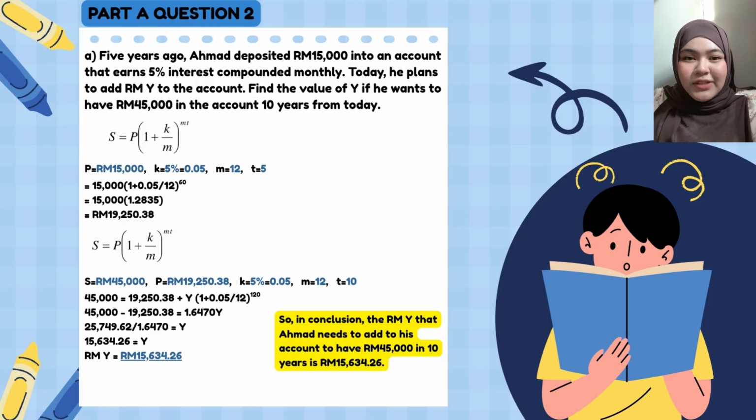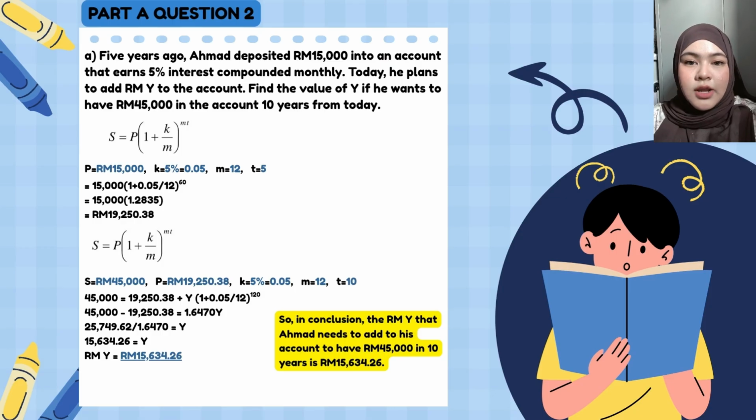Firstly, we need to calculate the one in the bracket first, which is open bracket 1 plus 0.05 over 12 close bracket to the power of 60, where we get 1.2835. Then, we times the 15,000 with 1.2835, where we get the future value as equal to 19,250 ringgit and 38 cents.